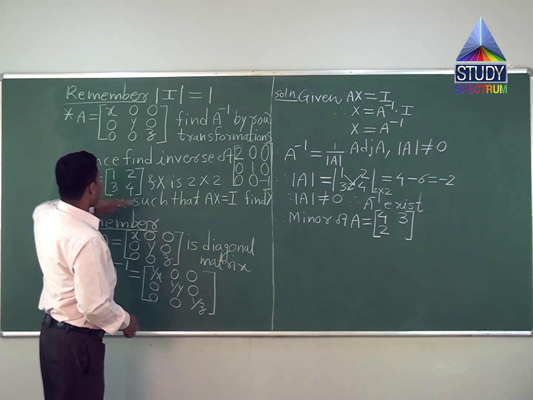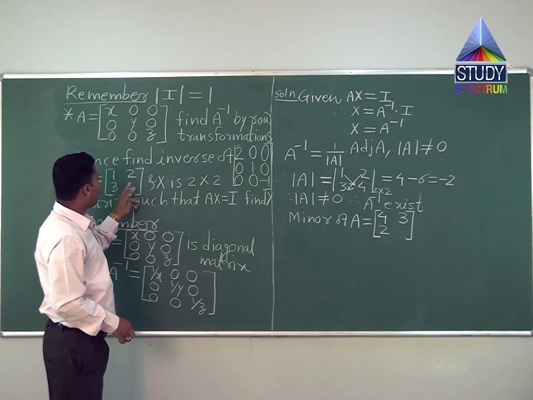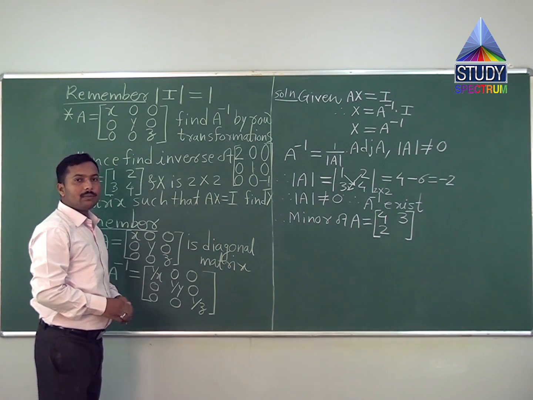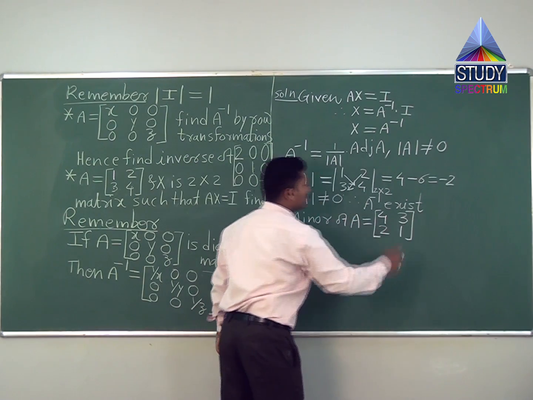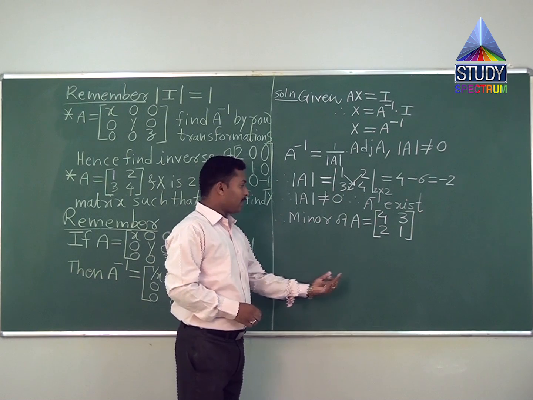What is the minor of the last number 4? Delete the row and column passing through this number. What remains is 1, and the determinant of 1 is itself, 1. So this is our minor matrix of matrix A.